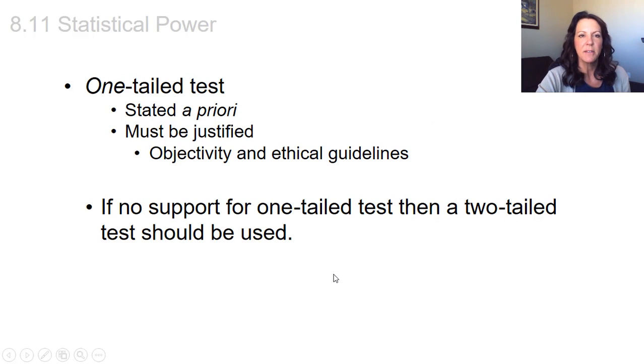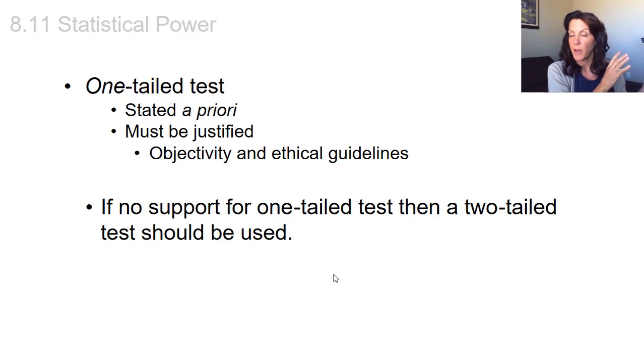So a one-tailed test, if we're going to do it, we have to state it a priori. So what does that mean? That means that I can't do a two-tailed test, find that I don't have a significant result, but I realize that if I did a one-tailed test, I would find significance. So I can't just rerun it in order to find significance. We only say a one-tailed test when we have a strong reason to believe that our mean might be in that one tail. So what is a strong reason?